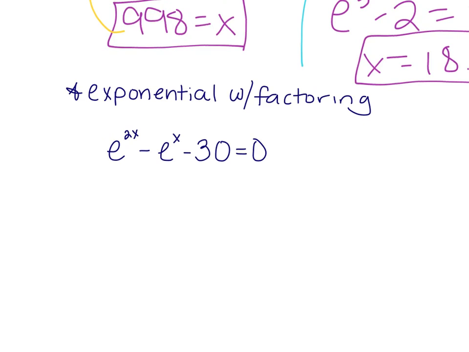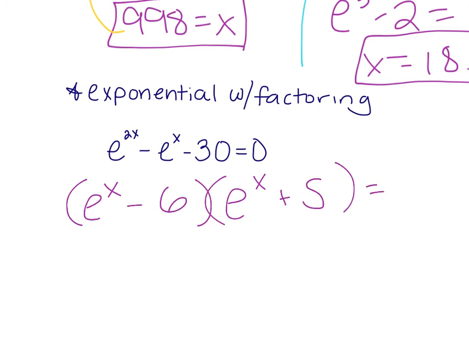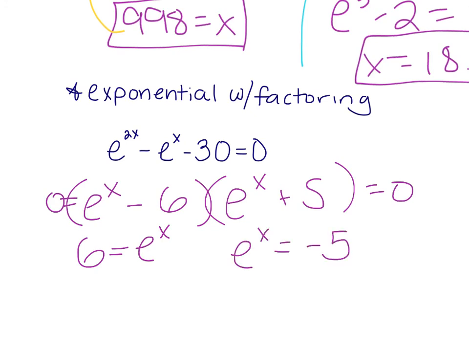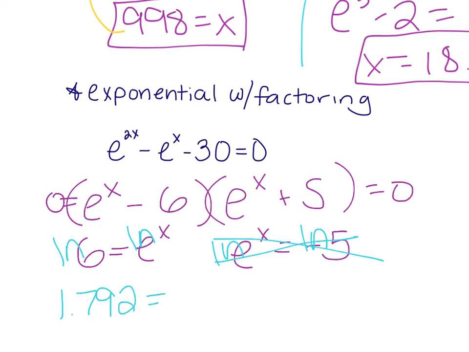Okay. This one was your factoring, so I factor this out. I'd get e to the x, factors of negative 30 that sum to negative 1: negative 6, positive 5. Set them each equal to 0. And then ln both sides. You cannot find the natural log of a negative, so this one's going to cancel out. And ln of 6 is 1.792.